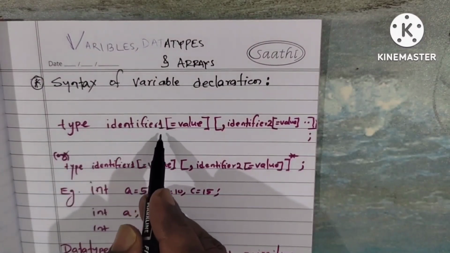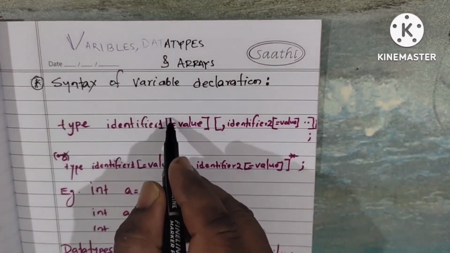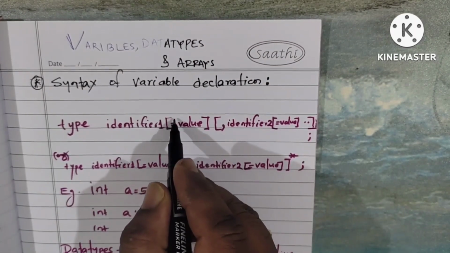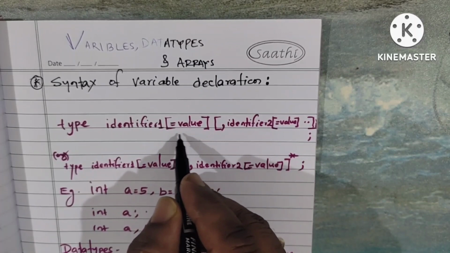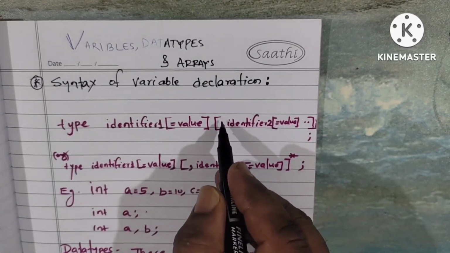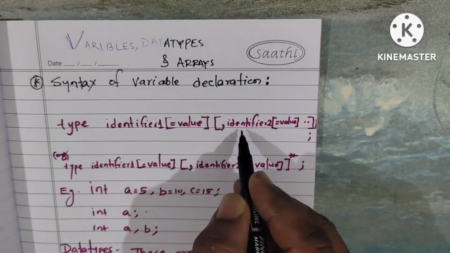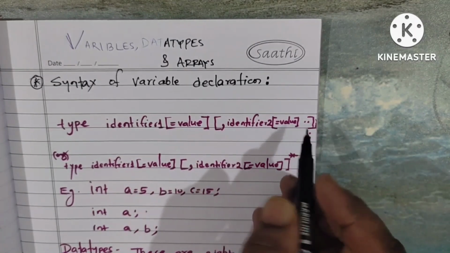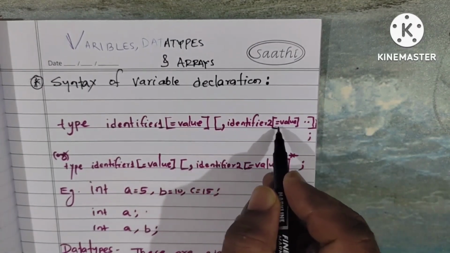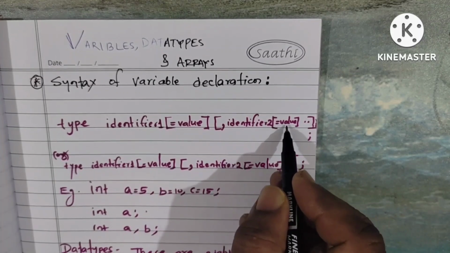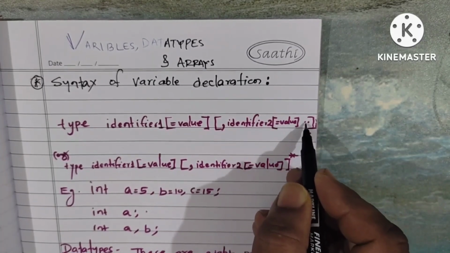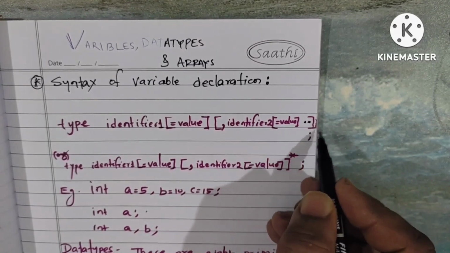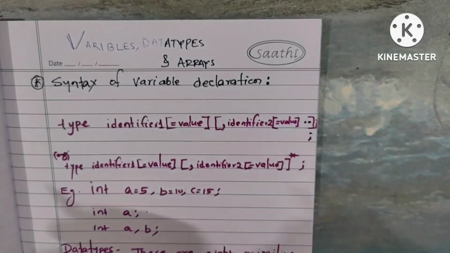Type, identifier 1, optional square bracket, continue with this for multiple identifiers: identifier 2, square bracket equal to value, square bracket, any number of such, and semicolon.